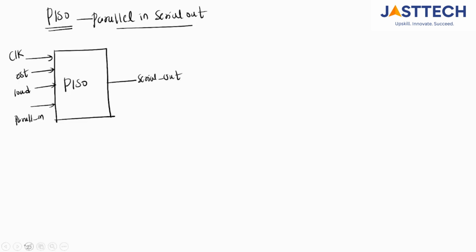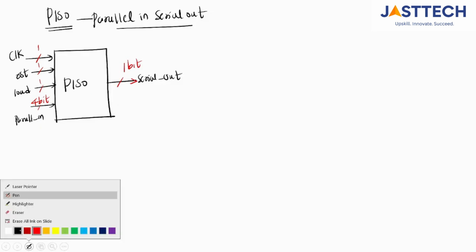Here the clock is 1 bit, reset is also 1 bit, and load is also 1 bit. Parallel in data means you are loading 4 bits of data, so this is 4 bits. And serial out is also 1 bit only, where you are taking out the data serially.